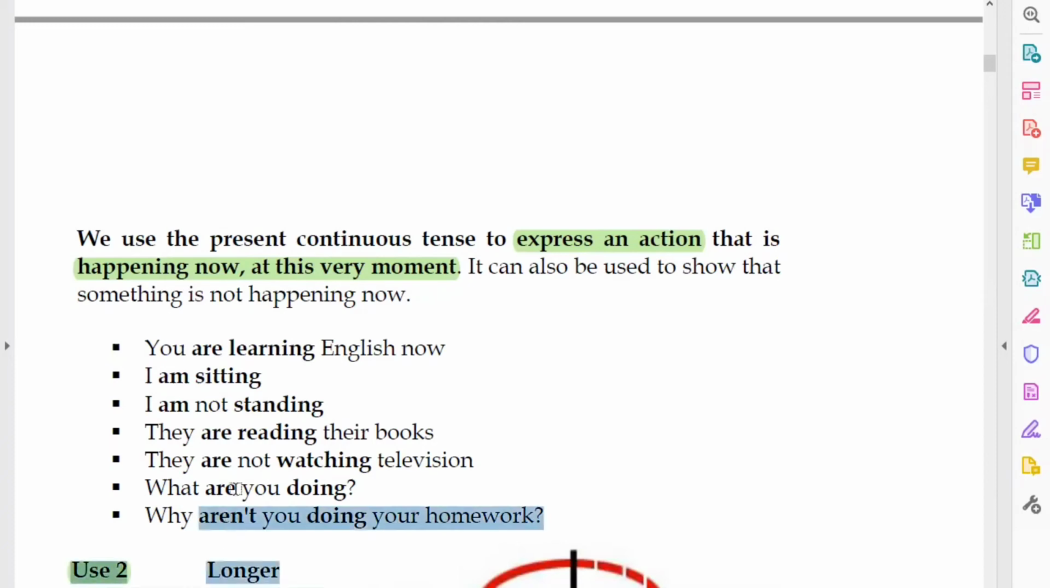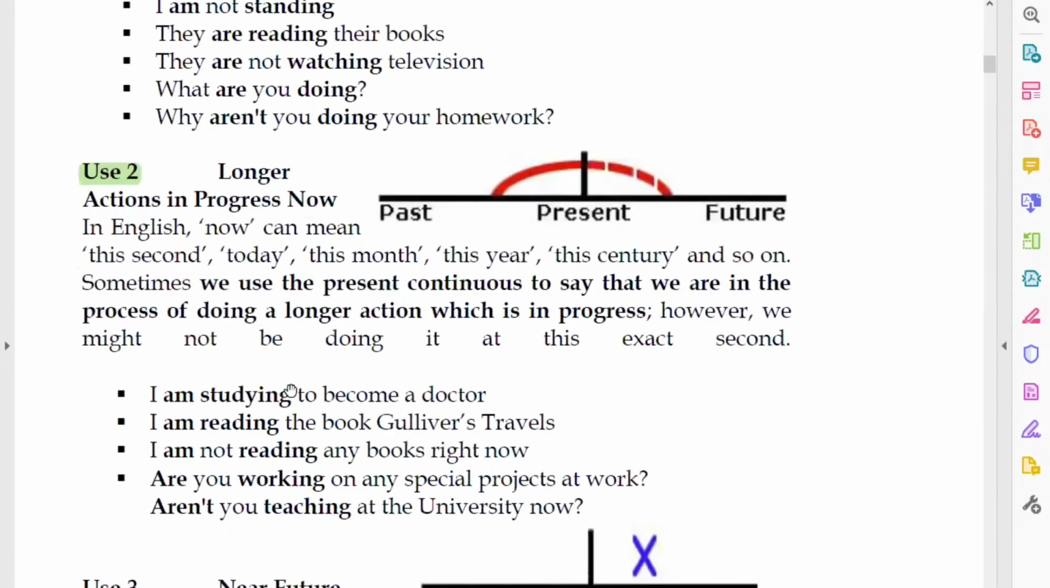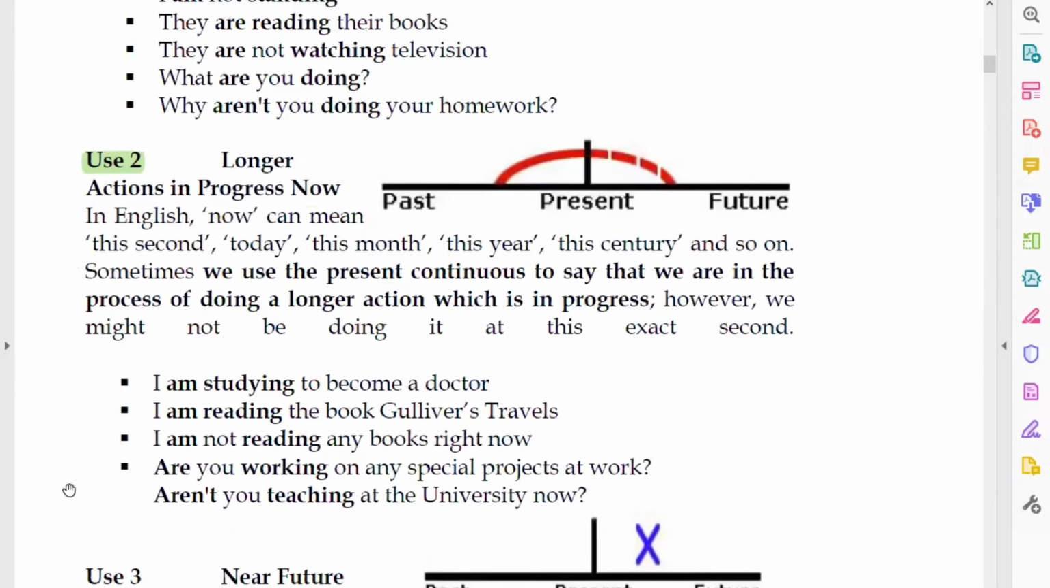The second use that we have is for longer actions in progress now. In English, now can mean this second, today, this month, this year, this century, and so on. So the word now has multiple facets or shades. Sometimes we use the present continuous to say that we are in the process of doing a longer action which is in progress. For example, if I share with you that I'm writing my thesis these days, or if I say that I'm working on my thesis, that means that I'm doing that in this present year. So that is also a present continuous tense.